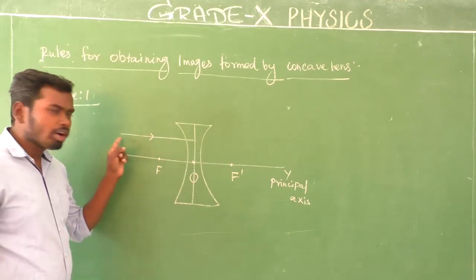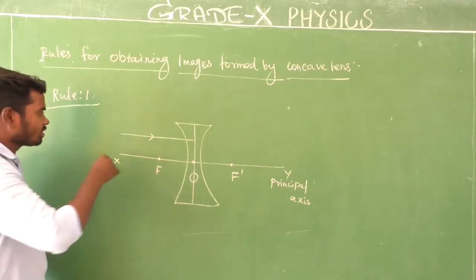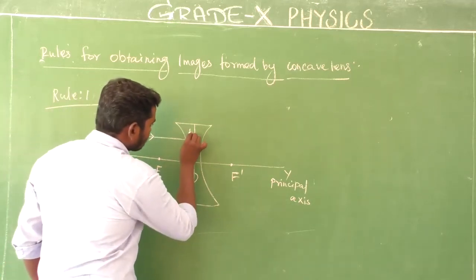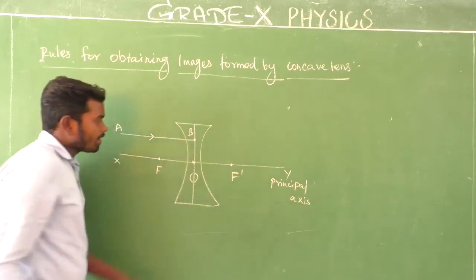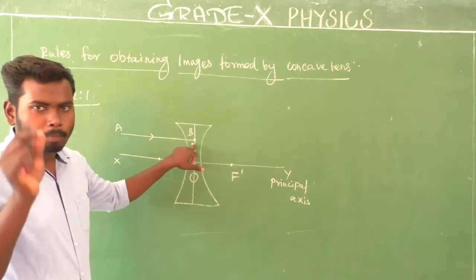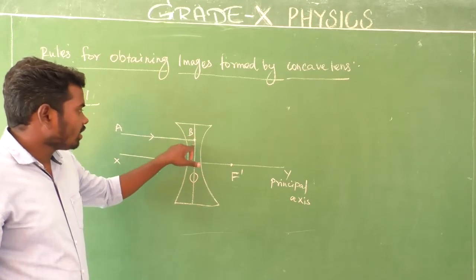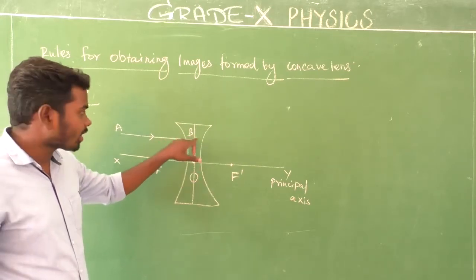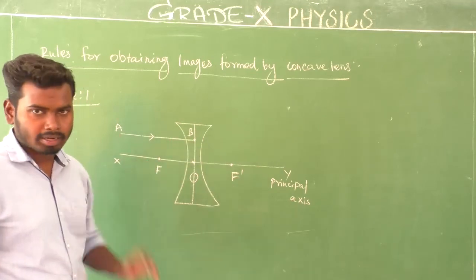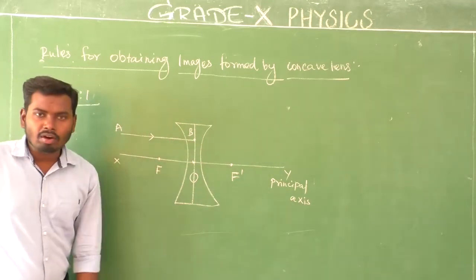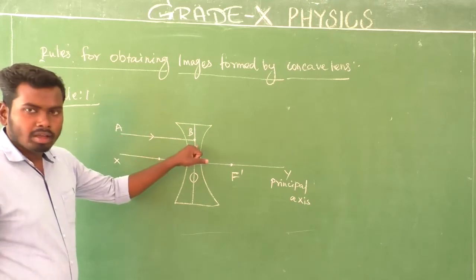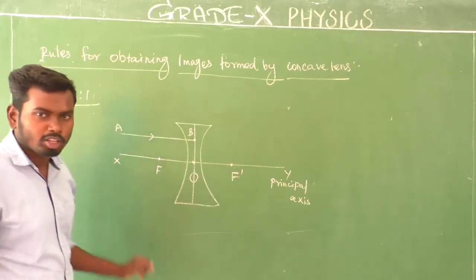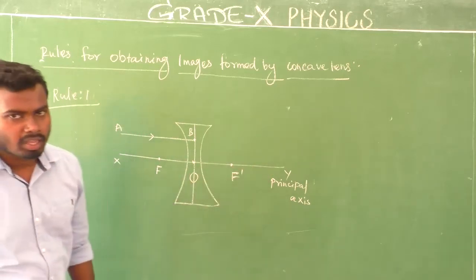Am I right? Yes. I am going to give a name for that ray of light. Consider this A and this point B. This point B means the center point on the concave lens. Center point, okay, not this optical center here. In the surface, center point. Is it clear? Yes. Consider a ray of light AB which is parallel to the principal axis XY. Is it clear? Yes.